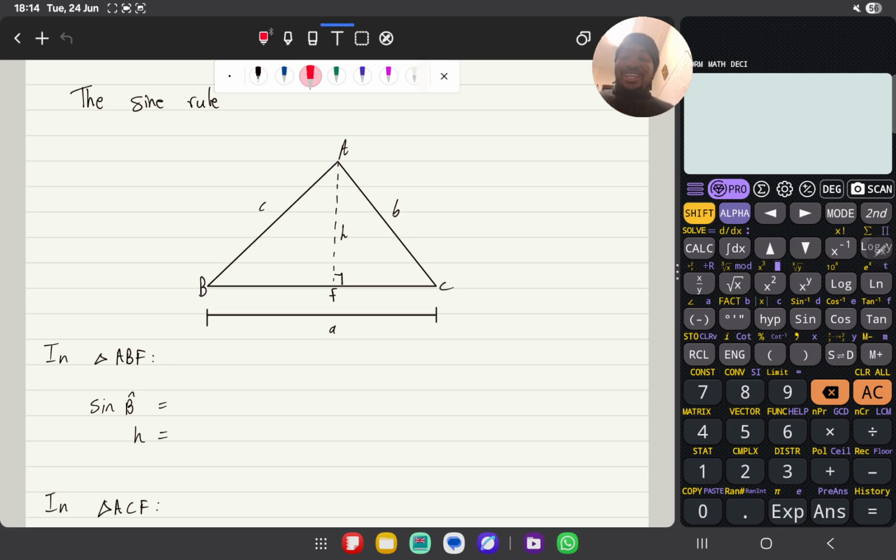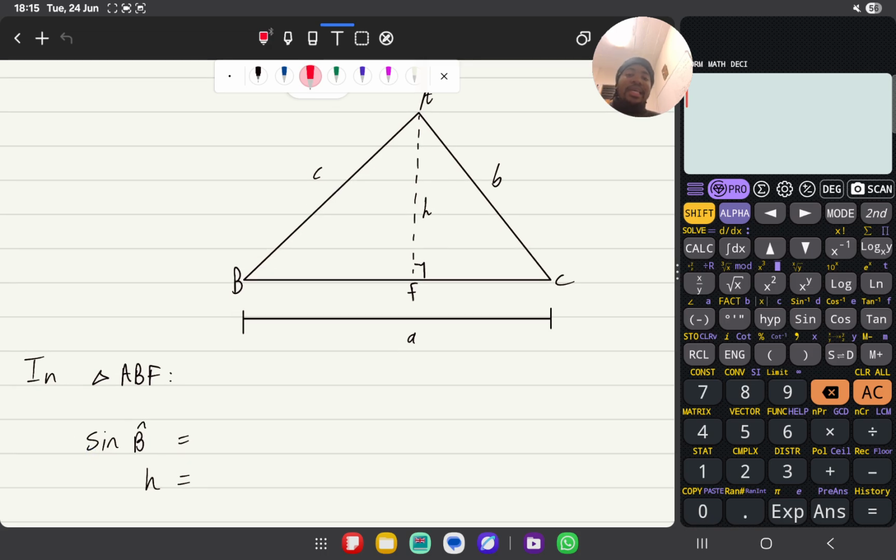So we just finished the area rule, and right now we are going to do the sine rule. The sine rule is also very easy, you will see it. But first I'll just give you some theory just to see how it works.